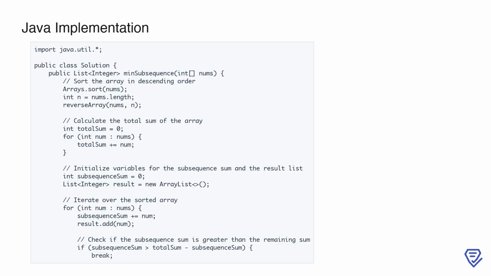Then, we iterate over the sorted array in descending order. For each number, we add it to subsequenceSum and also append it to the result list. We check if the current subsequence sum exceeds the sum of the remaining elements in the array. If this condition is met, we break out of the loop, as we found the required subsequence.